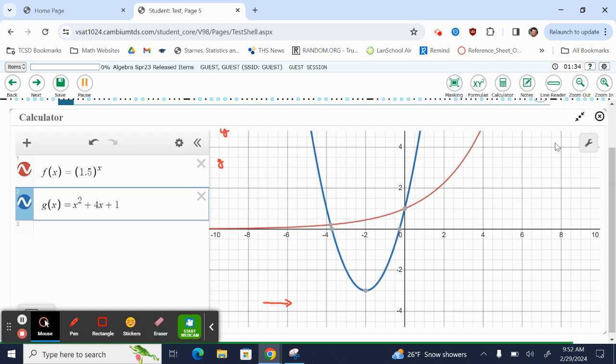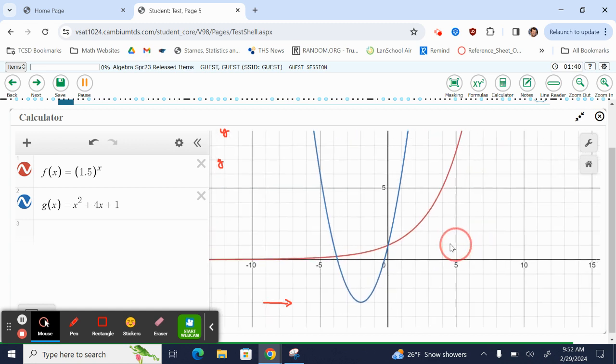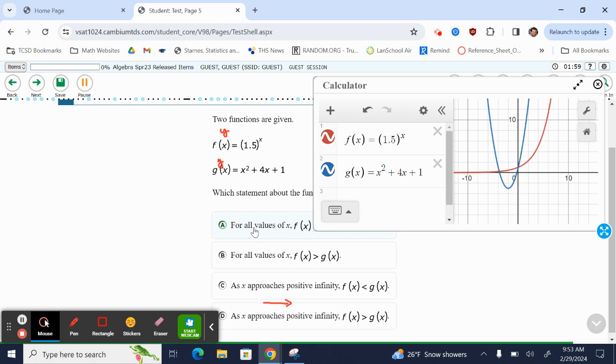So if you take a look here, and I'm going to maybe zoom out once. Okay, so notice that at some point the blue graph is below the red graph, and at some point the blue graph is above the red graph. So notice that there's a change. So it's not like one is always above the other one's below, okay? So we're not going to pick choices A or B because that says for all. So we're looking at choice C.